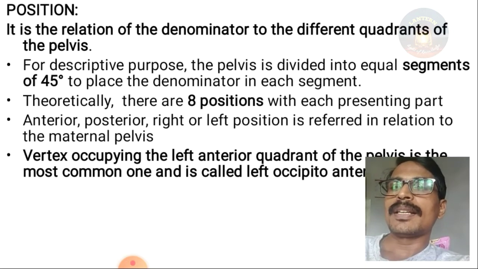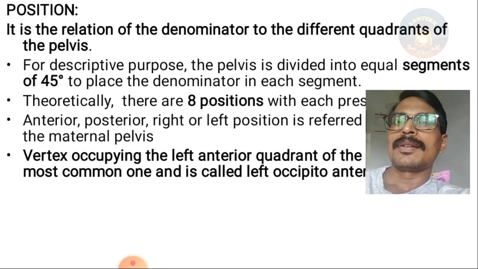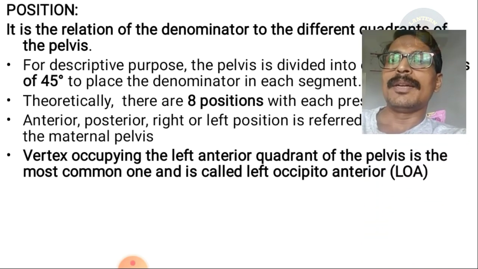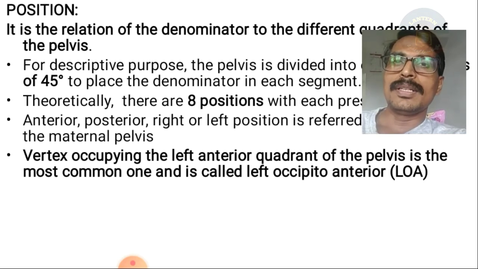So theoretically there are 8 positions with each presenting part, and anterior, posterior, right or left position is referred in relation to maternal pelvis. The vertex occupying the left anterior quadrant of the pelvis is the most common one, or LOA, left occipito anterior position, is the most common position of the fetus.